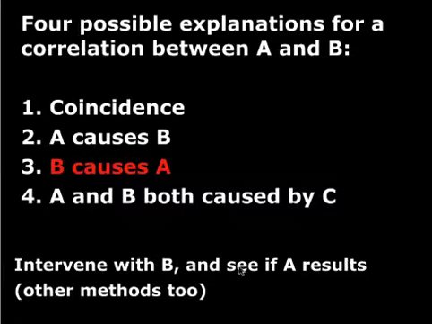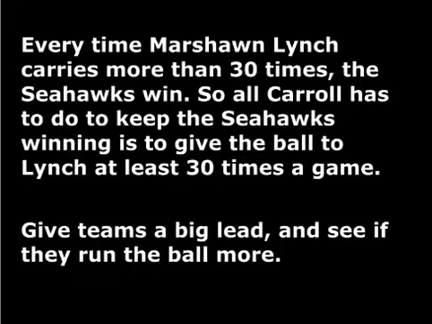Well, you intervene with B and see if A results, right? So for instance, let's go back to the Lynch case. What you would do is you give teams a big lead and just see if they run the ball more. That's how you determine if B causes A. You create B. In this case, you just go to the NFL and you give them a big bribe and say, this game's going to start in 5 minutes, but I'll tell you what, we'll give you $50 million if we just give the Seahawks a 28-point lead to start off with at kickoff. And then see if that causes them to run more.